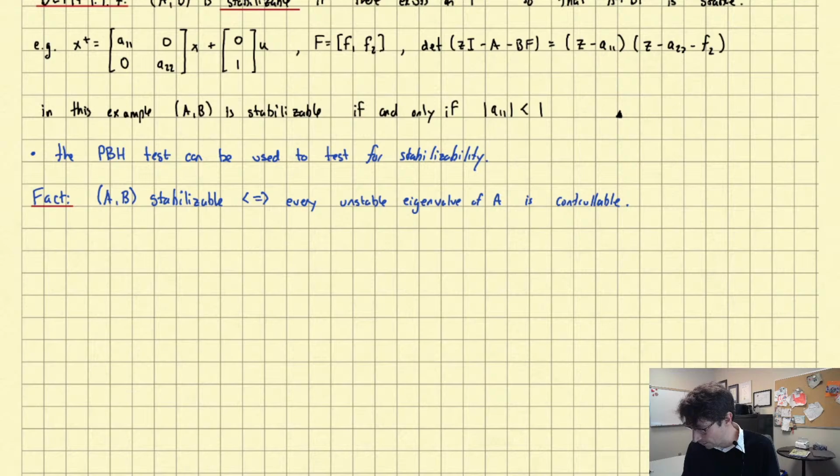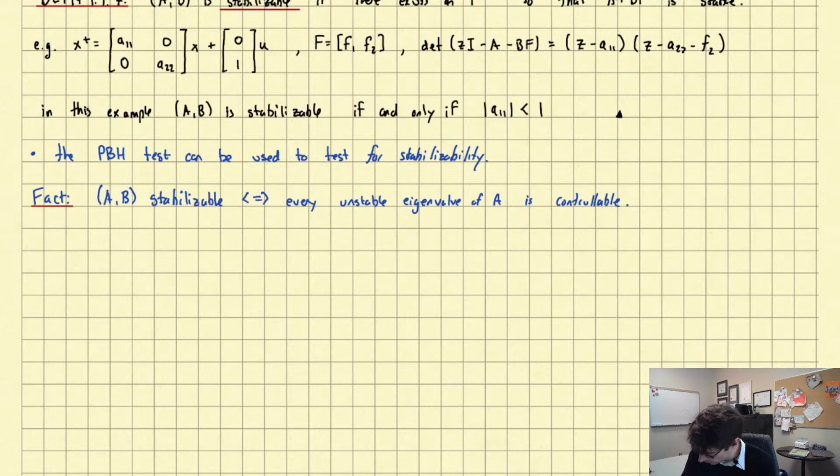And again, in the example above, it's saying that if this is already stable, then you just leave it alone. You don't need to change it to do stabilization. You have to make sure that the second one is stable in that case. And so the intuition for this test is that the eigenvalues of A that need to be changed are the ones that are unstable. And so those have to be shiftable or controllable.